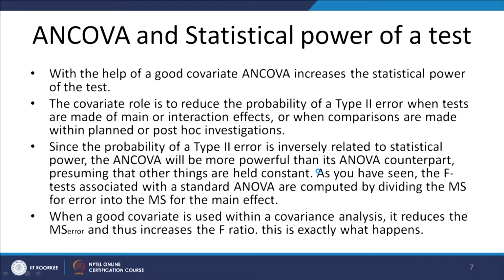So, what is the relationship between ANCOVA and the statistical power of a test? With the help of a good covariate, ANCOVA increases the statistical power of the test, as I was just explaining. The covariate's role is to reduce the probability of a type 2 error. Now, do you remember type 2 error? Type 2 and type 1 error. Type 1 is my alpha and type 2 error is called beta. You remember that?